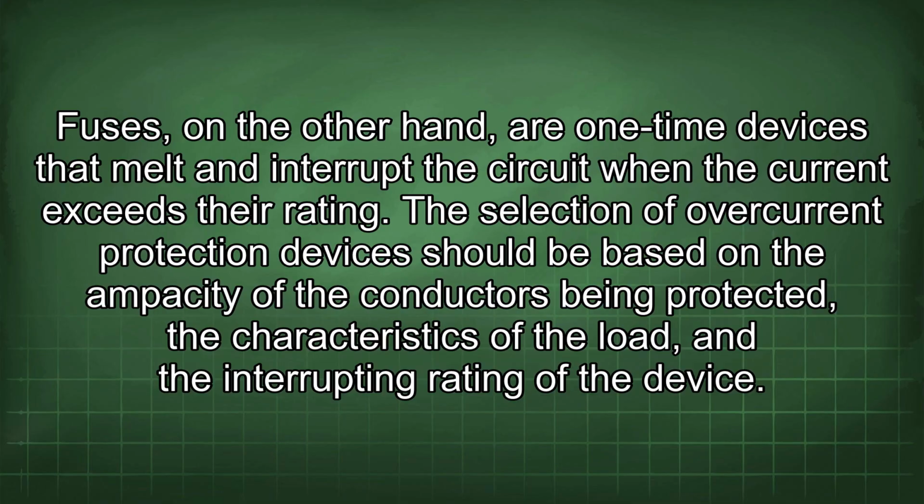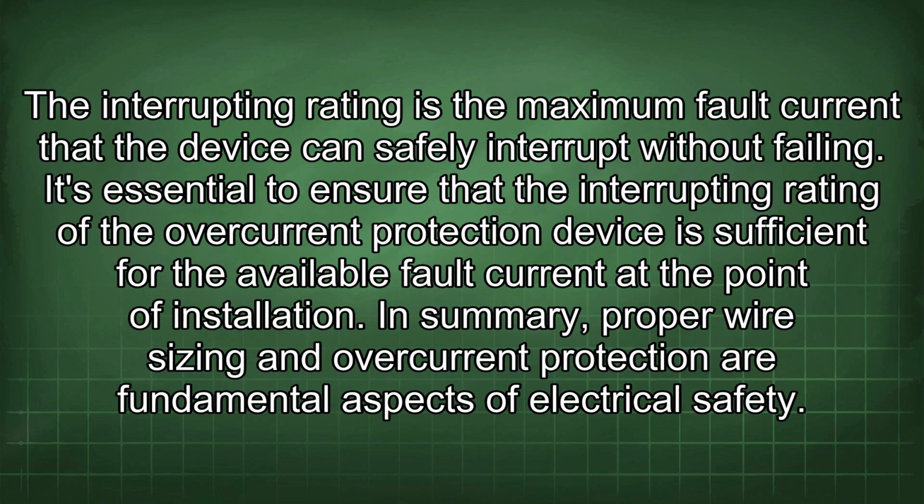The selection of overcurrent protection devices should be based on the ampacity of the conductors being protected, the characteristics of the load, and the interrupting rating of the device. The interrupting rating is the maximum fault current that the device can safely interrupt without failing. It's essential to ensure that the interrupting rating of the overcurrent protection device is sufficient for the available fault current at the point of installation.